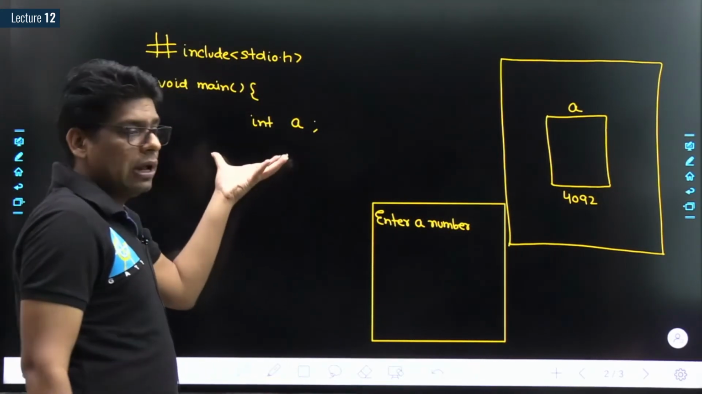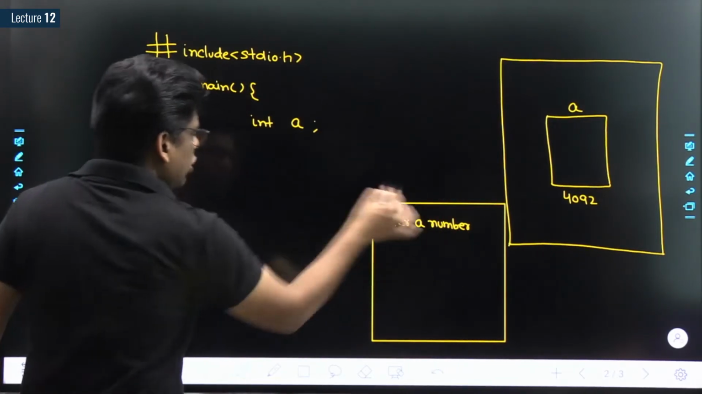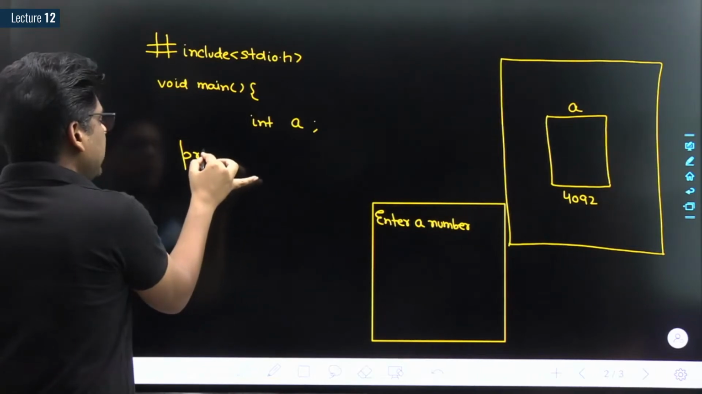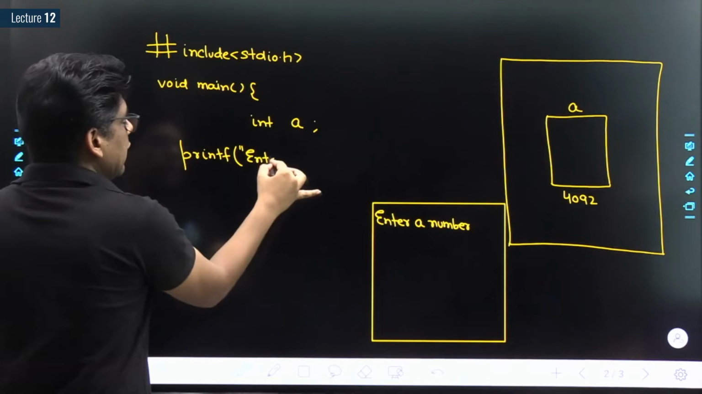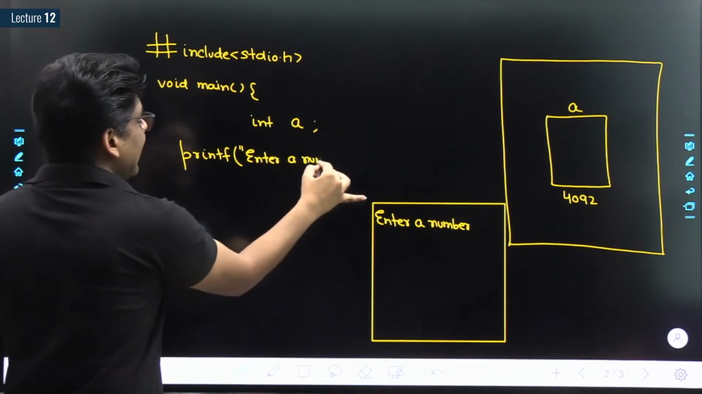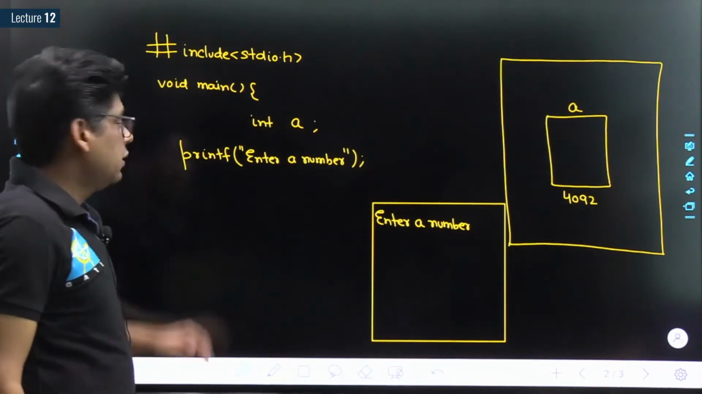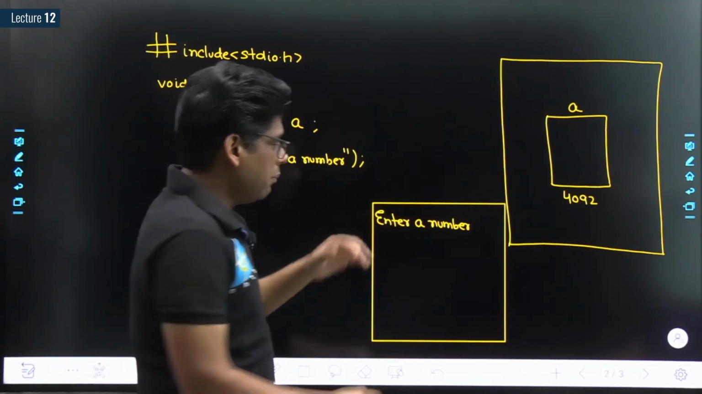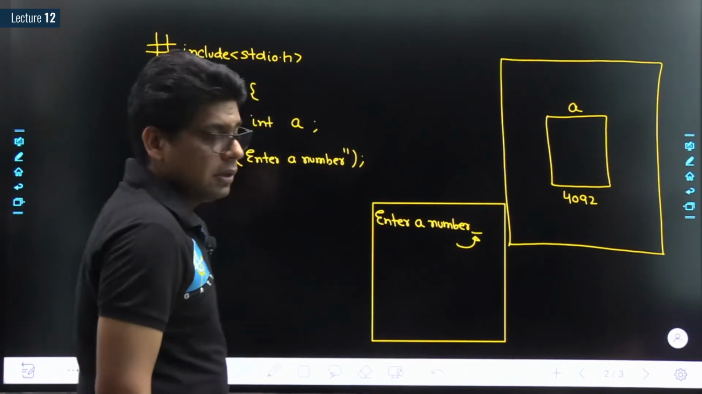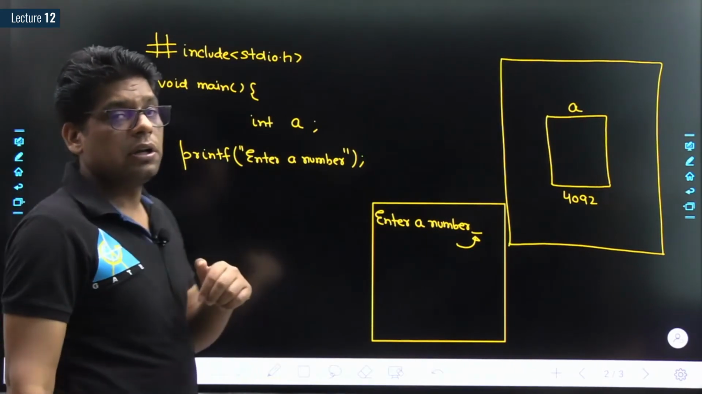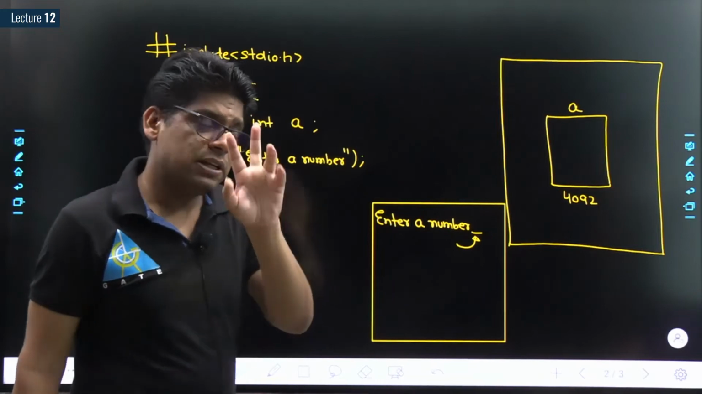Inside the program, how to make this possible? If we want to display a message, use printf, and whatever you want, put it inside double quotes as it is. So from this line, what will happen? Enter a number, and the cursor will be here. What we want is that the user will provide some input. What should we use? scanf.